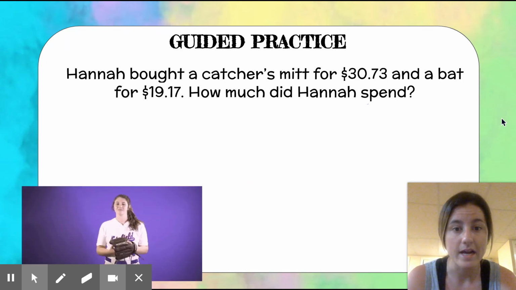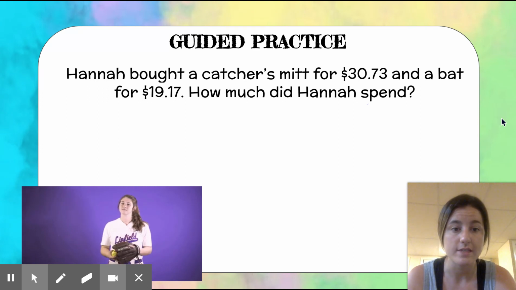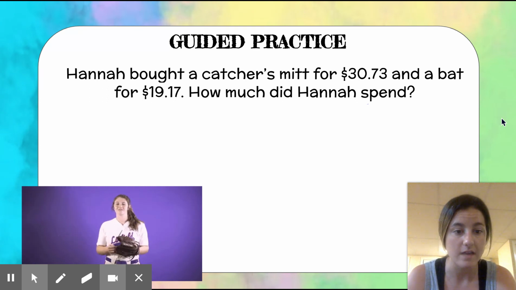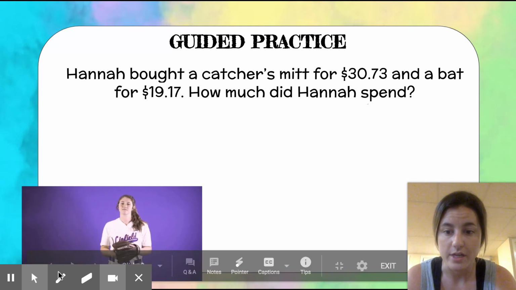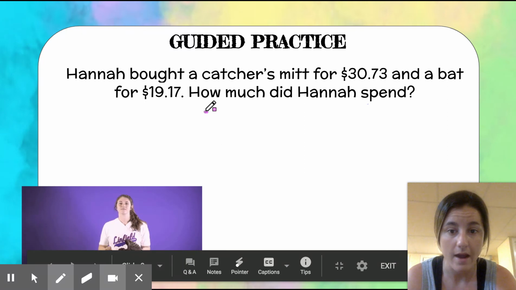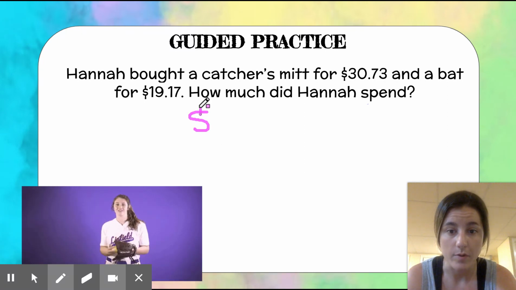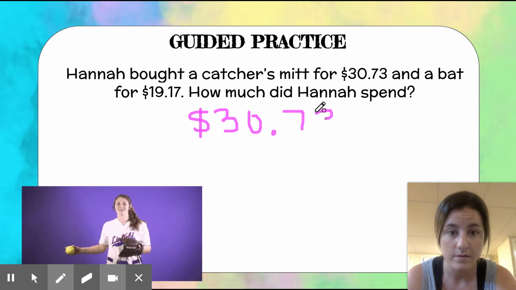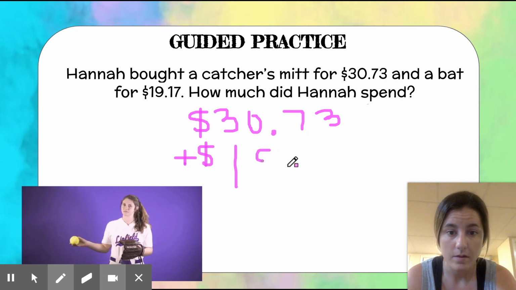Hannah bought a catcher's mitt for $30.73 and a bat for $19.17. How much did Hannah spend? So I want to make sure I'm lining up everything really nicely. So I want to put my dollar sign, $30. That decimal point makes us say "and" 73 cents. And I'm figuring out how much she spent in all, so I'm adding plus $19.17.